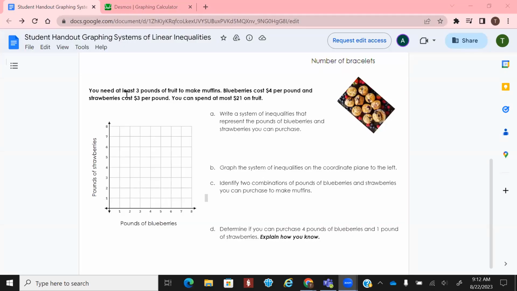Okay, so it says you need at least 3 pounds of fruit to make muffins. Blueberries cost $4 per pound. Strawberries cost $3 per pound. Okay, so looking at this, we have pounds of blueberries as our X. We've got pounds of strawberries for our Y. Now we're going to write an inequality. Let's look at the cost first. How much does it cost for blueberries? So we're going to say 4 times X. How much are strawberries? And how much money do we have in total? 21. Now, that is only for the cost constraint.